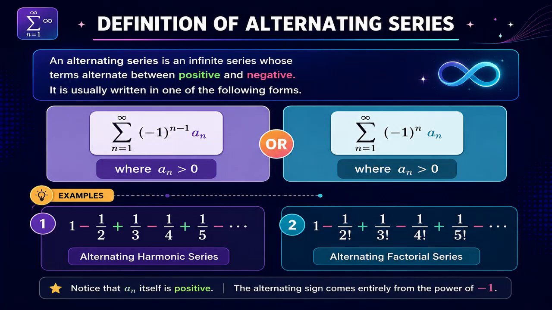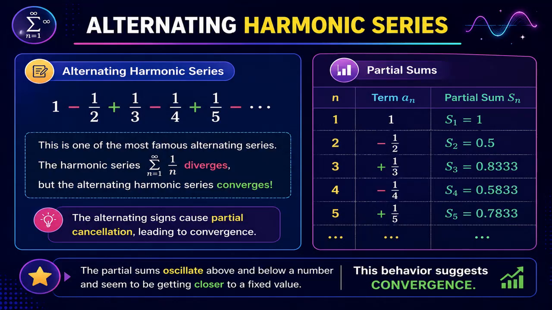This happens because the alternating positive and negative terms cause a partial cancellation. And this cancellation is the driving force behind the convergence. If you look at the partial sums table on the right side, you can see this concept in action. Notice how the sums bounce back and forth. Our first partial sum, S1, is 1. Then S2 drops to 0.5. S3 goes back up to 0.8333 and so on.